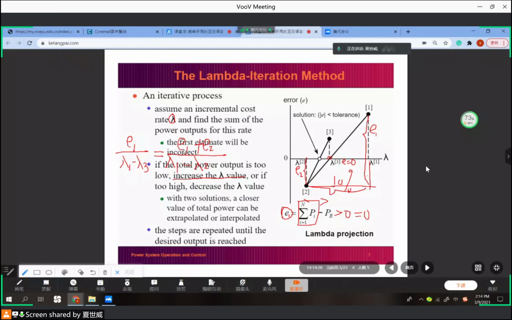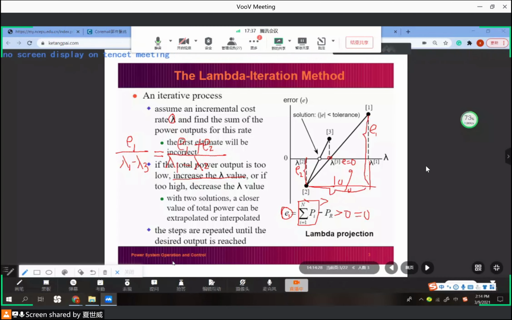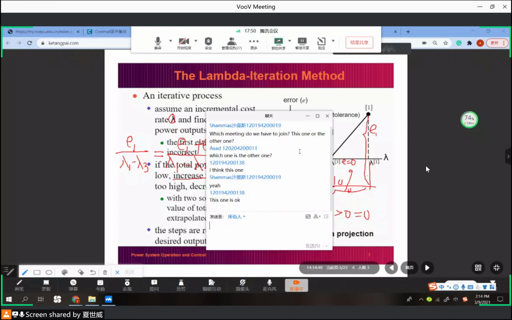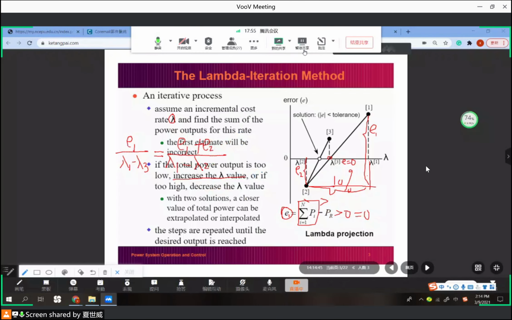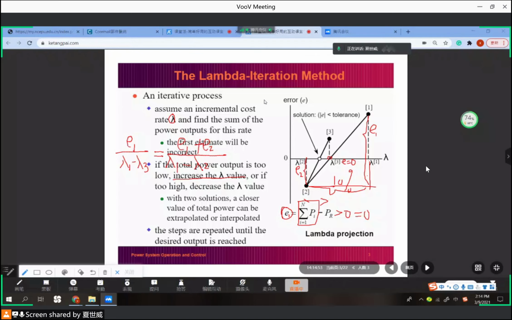Yes, this one will be E1 plus E2, and this will be, now there is no screen display on the test meeting. I think the test screen is okay, because you see here the screen is shared with you. Maybe the internet connection has some errors for you. So let's continue.